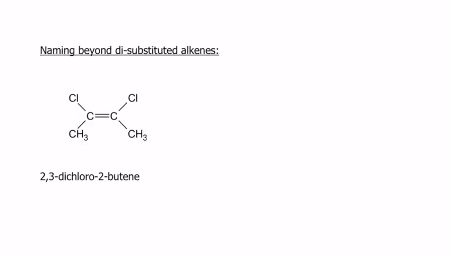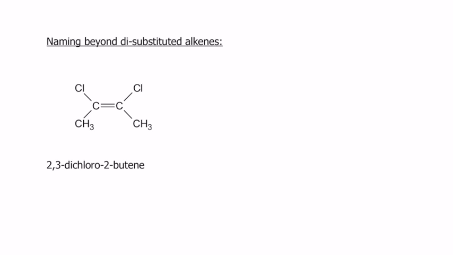So the question comes, what if there is no hydrogen on both of those carbons of the double bond? Let us look at an example like this. So we see that this is also a butene. There is a 2-butene, and there is a chlorine atom on each of those carbons that are part of the double bond. But because there are no hydrogens, we cannot call this cis or trans.